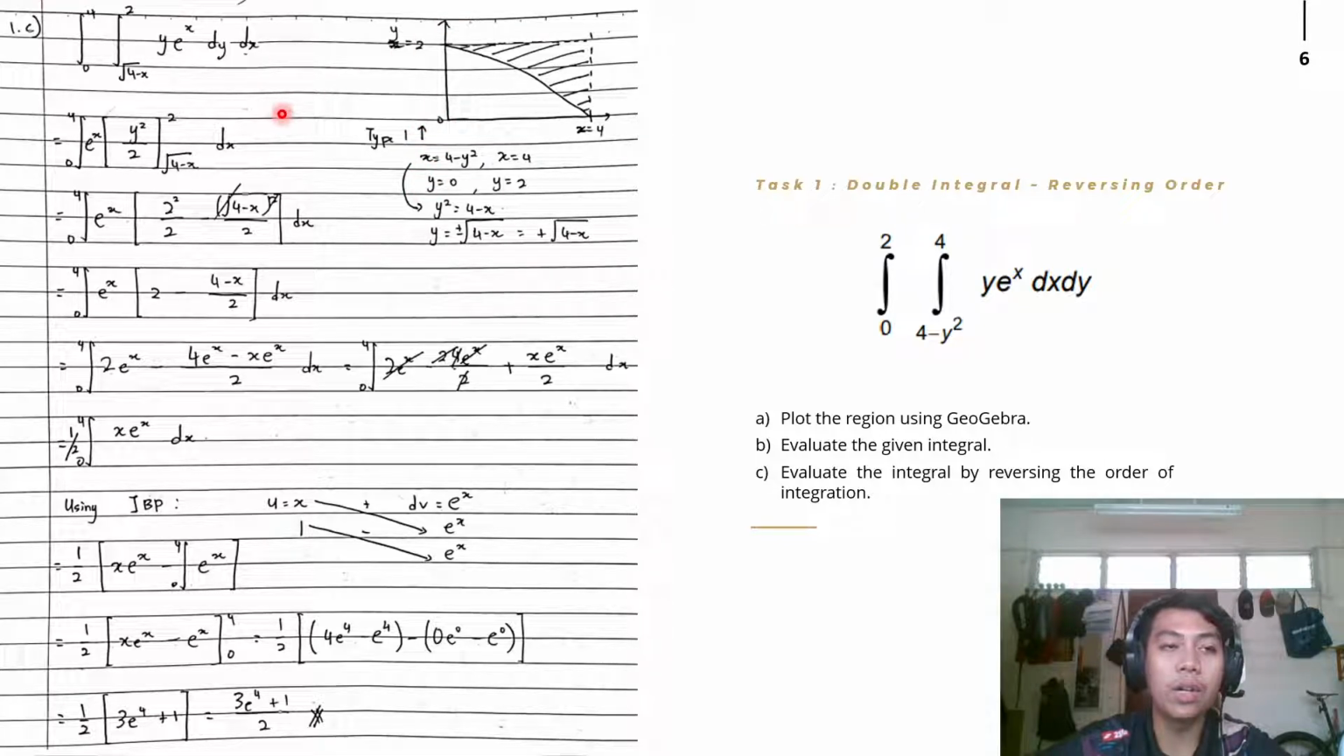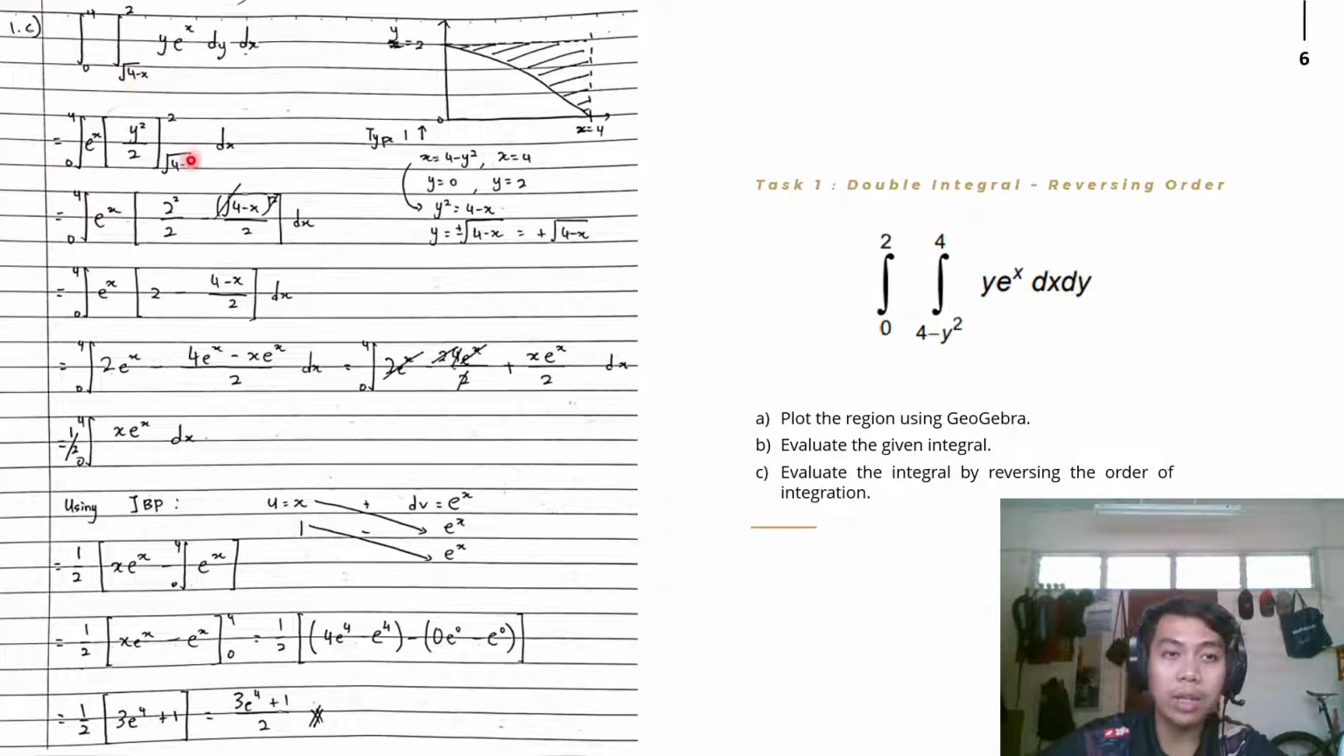For the range, what we will get first is square root of 4 minus x, which is this line. After that, it will reach the y equal to 2 line. So here the range is from square root of 4 minus x until 2. And then the range for x is from 0 until 4. So that's why here it is 0 until 4.